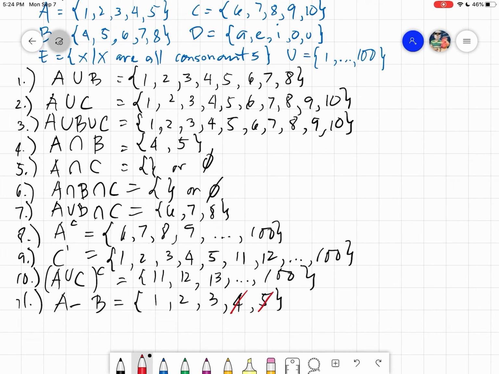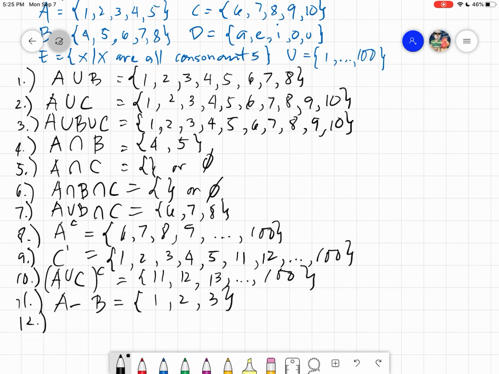So, alisin natin yung 4. Alisin natin yung 5. Si 6 wala naman, so hindi mo na gagalawin. Si 7 and 8 hindi na rin, kasi wala naman siya kay A. So, anong natira? Ang natira ay 1, 2, and 3. So, ibig sabihin, ang ating A difference B is just simply 1, 2, and 3.